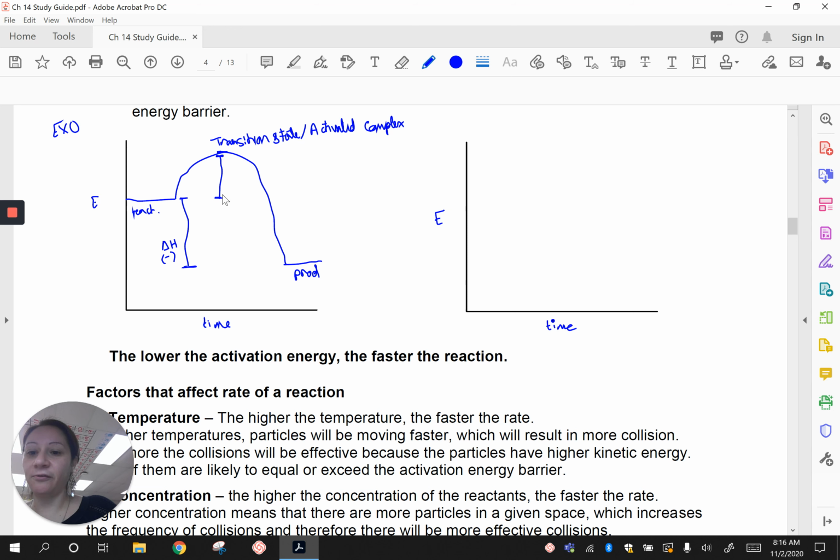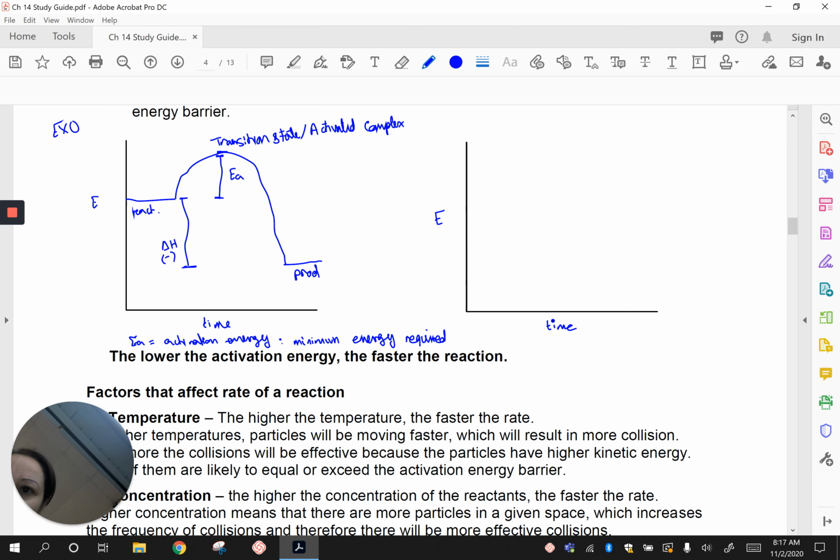So the difference in energy between the reactants and the transition state, that is your activation energy, EA. So activation energy, I'm going to write it down here, is the minimum energy required for reactants to react.